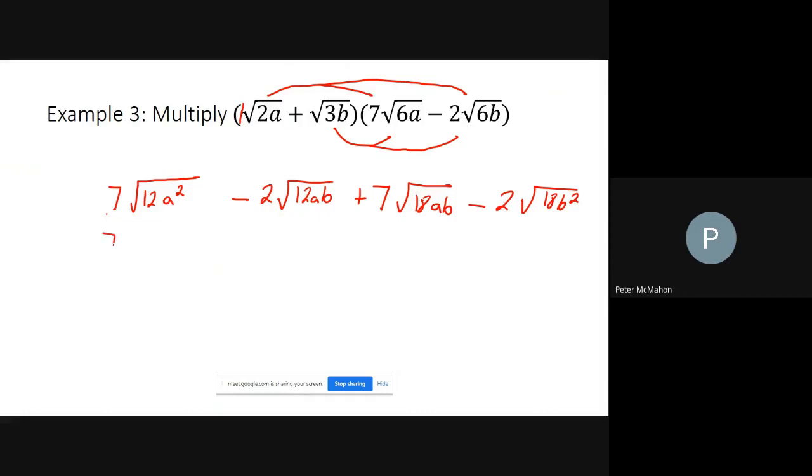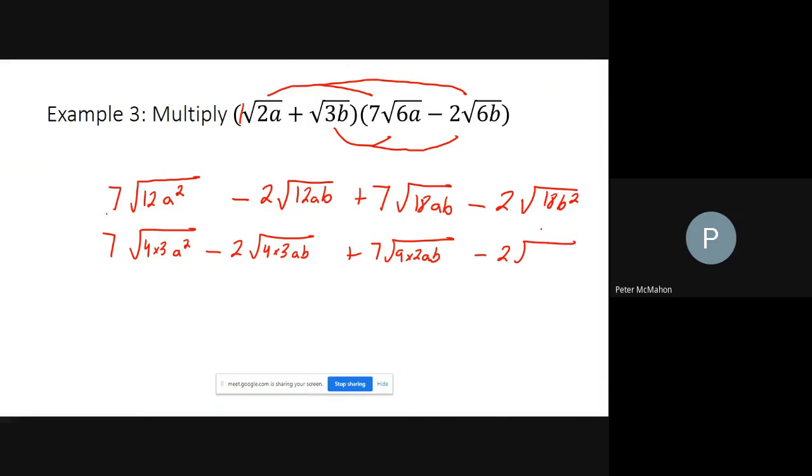All right, so this is going to be 7 times root 12, which is 4 times 3. I'm just going to leave this here for the moment, this a squared, minus 2 root 12, which is the same thing as 4 times 3, so 4 times 3 ab. 18 is going to be 7, it's 9 times 2.